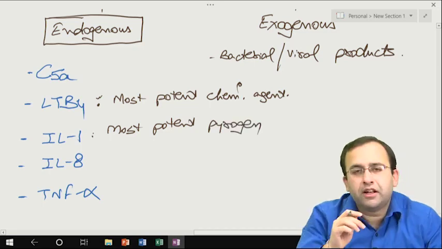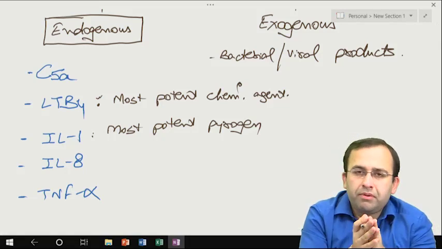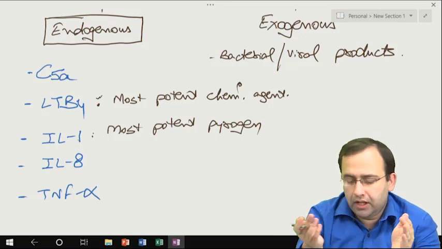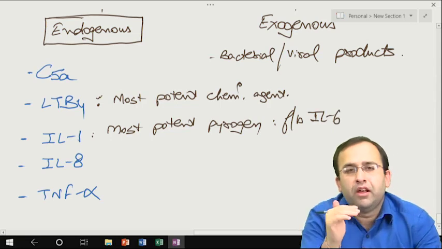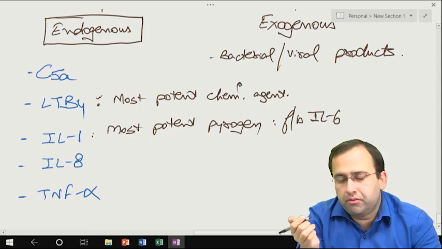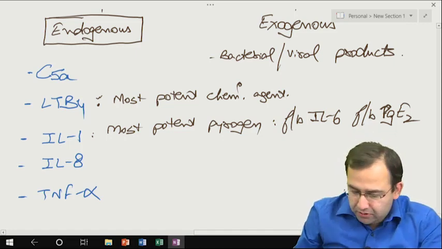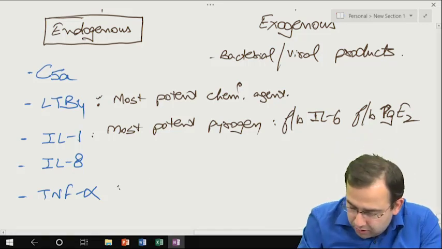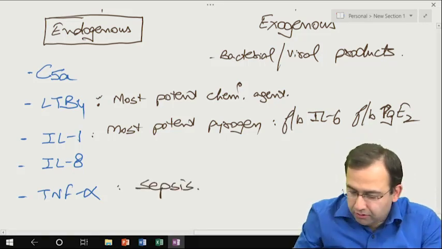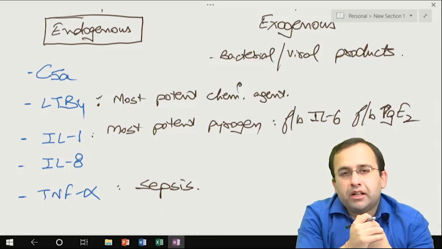Now, with pyrogen, it has been asked so many times that now they do not even give the option of interleukin 1. So, most potent pyrogen, interleukin 1, followed by interleukin 6. If interleukin 6 is also not in the options, followed by PGE2, prostaglandin E2. Next point, TNF alpha. The main role of TNF alpha is it plays a role in sepsis. Tumor necrosis factor alpha, it plays a role in sepsis. These are the chemotactic agents.